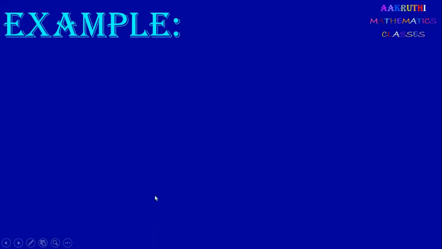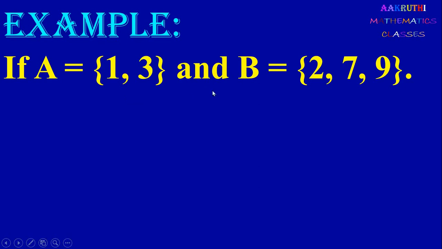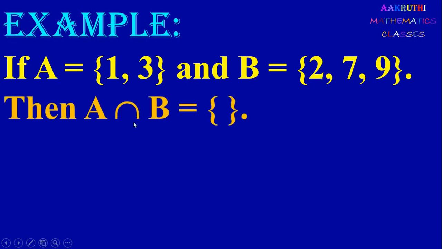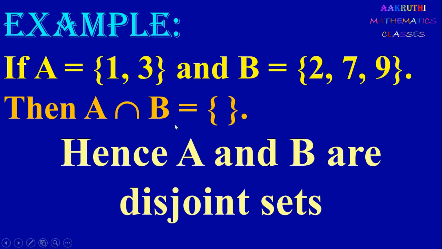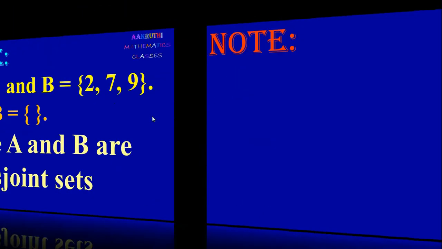So next we take an example. We take A equal to {1, 3} and B equal to {2, 7, 9}. Now here there is no common element in set A and set B. So therefore here A intersection B is the empty set. So therefore A and B are called disjoint sets. Now here A and B are disjoint sets.